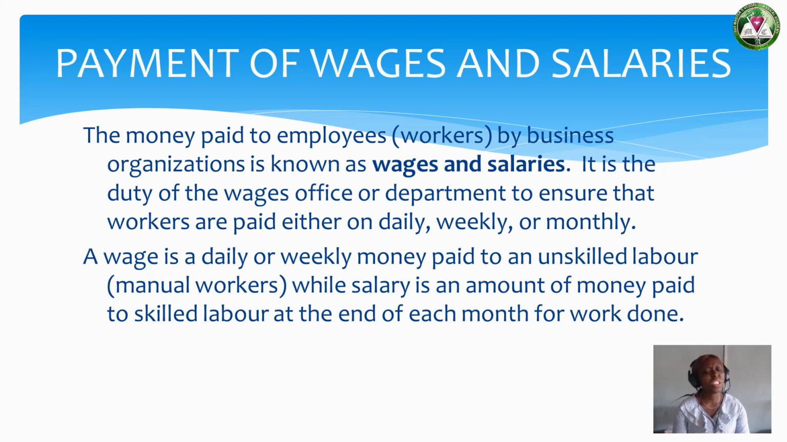Now, it is the duty of the wages office or department to ensure that workers are paid either on a daily, weekly or monthly basis, depending. A wage is a daily or weekly money paid to an unskilled labor, that is the manual workers. Remember when we learned our factors of production on labor, we said we have three types of labor: the skilled, unskilled and semi-skilled.